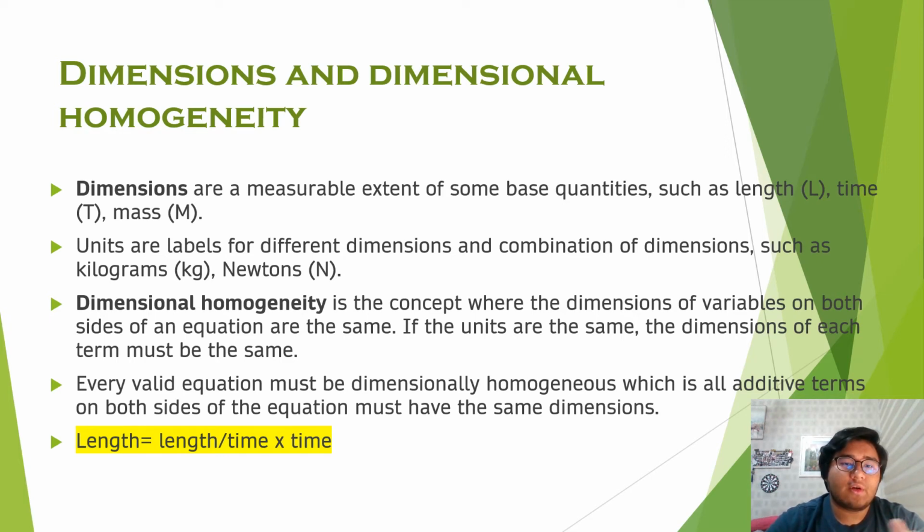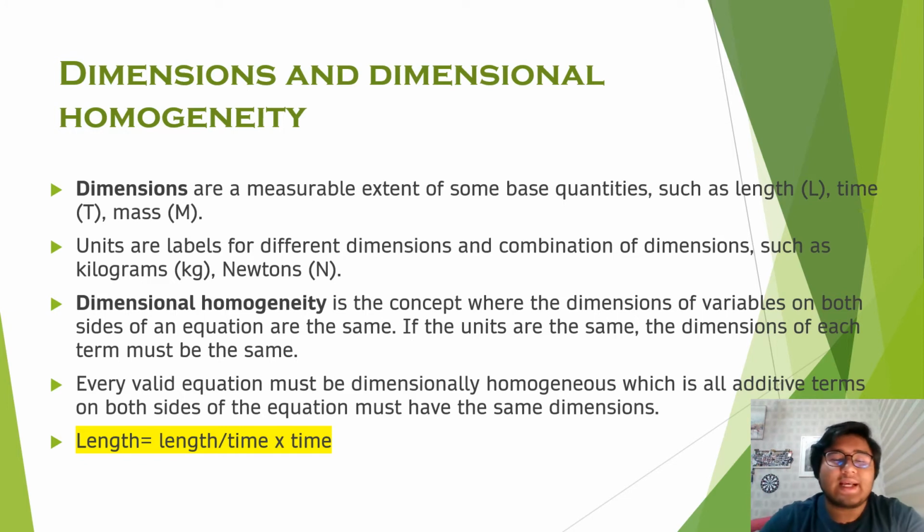Before that, I want to define dimensions. Dimensions are a measurable extent of some base quantity such as length, time, mass. Units are labels for different dimensions and combinations of dimensions, such as kilogram and Newton. So basically, a dimension is a measurable quantity and units are the labels for different dimensions. That is the difference between dimensions and units.